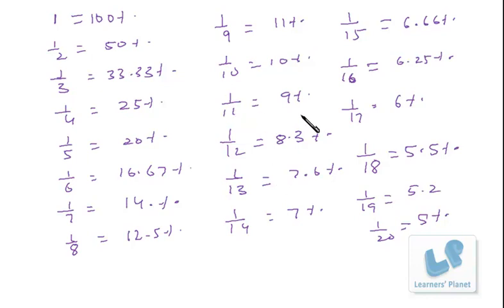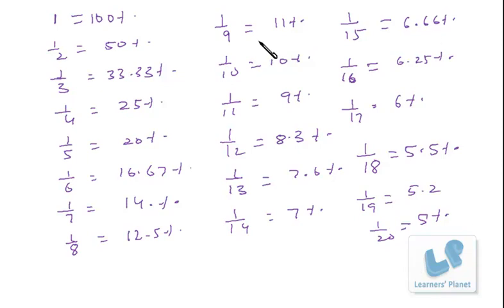Similarly, 1 by 11 is 9%, so 2 by 11 will be around 18%. Apart from that, 1 by 17 is 6%, so 2 by 17 will be 12%, and 3 by 17 will be around 18%. So you should have an around idea. For that, you should know at least from 1 by 1 to 1 by 20. After that, the multiples can be calculated in moments.